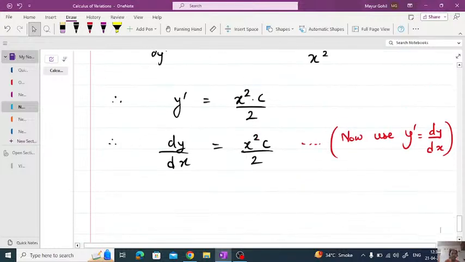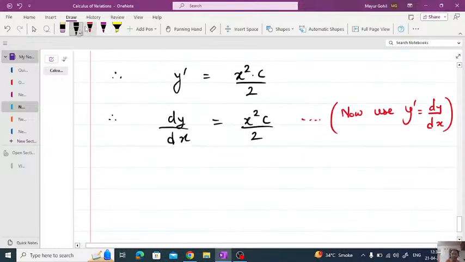Okay, so this is a derivative, right? So you can now take the integration on both sides. It is a differential equation basically. When you solve this differential equation, you will get your answer. So this is basically a variable separable differential equation.